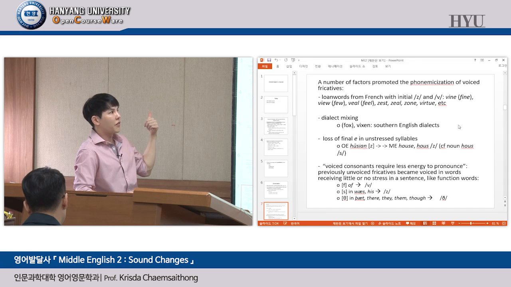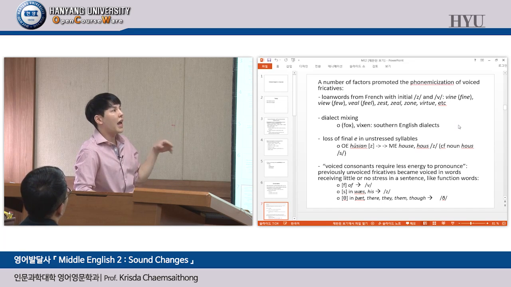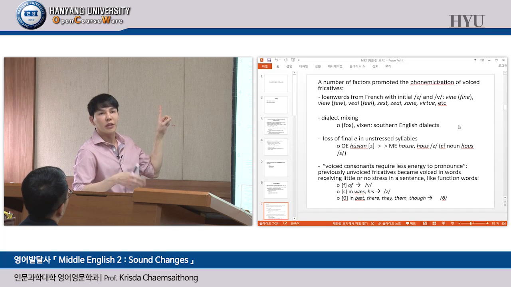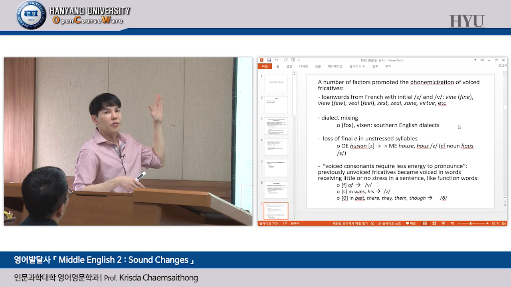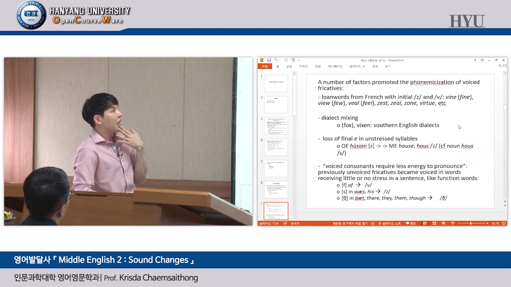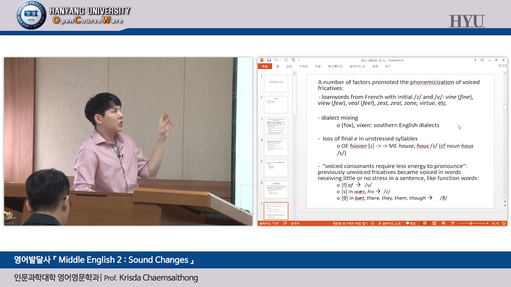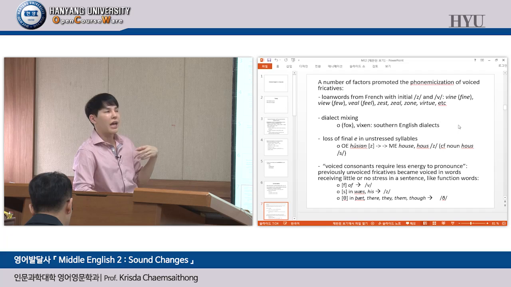One is loanwords from French with the initial Z and V, right? So in French, they already have the V and Z in the beginning. So that's one factor that promoted the phonemization of these voiced fricatives in Old English. Dialect mixing also is another factor. In the South, people usually pronounce the word fox with a V, vision, like that. So that's the South. So that's one factor.